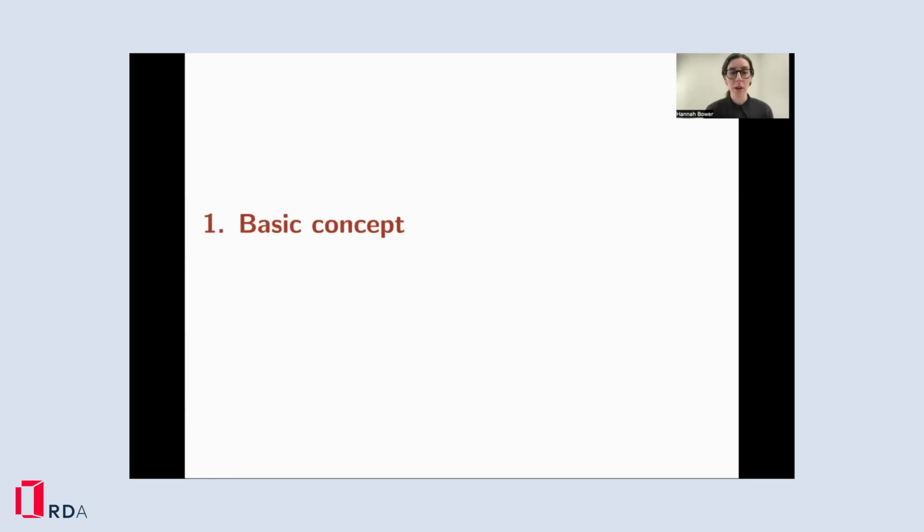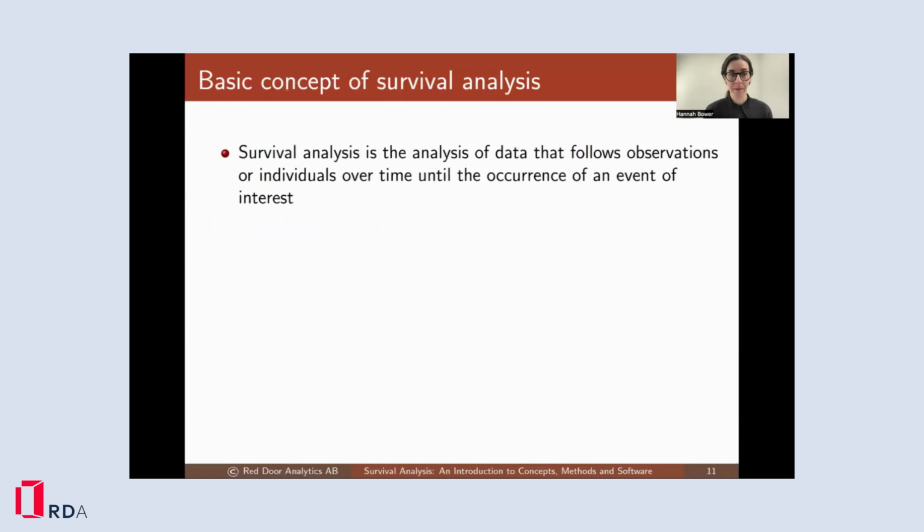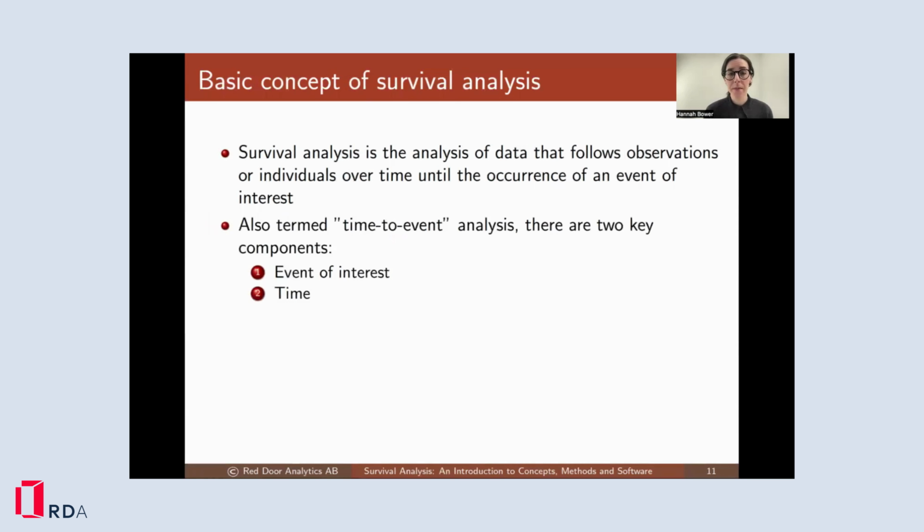In this section, we're going to talk about the basic concept. The basic concept of survival analysis is that we are following data that follows individuals or observations over time until the occurrence of an event of interest. This is also termed time to event analysis, and there are two key components. The first being the event of interest, and the second being the time aspect. So we could have a scale that looks like this, where we follow individuals or observations across a time scale until an event of interest.